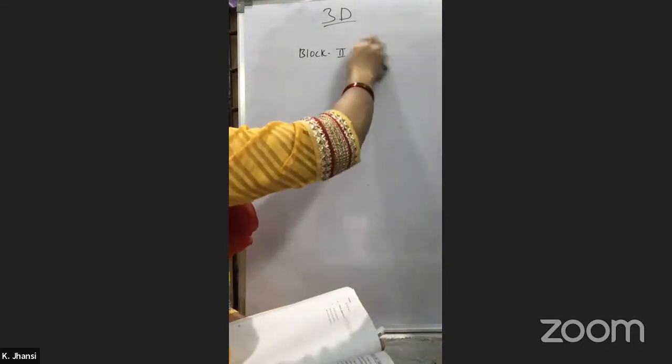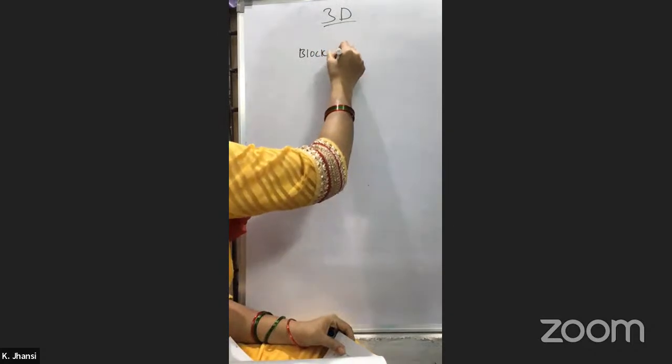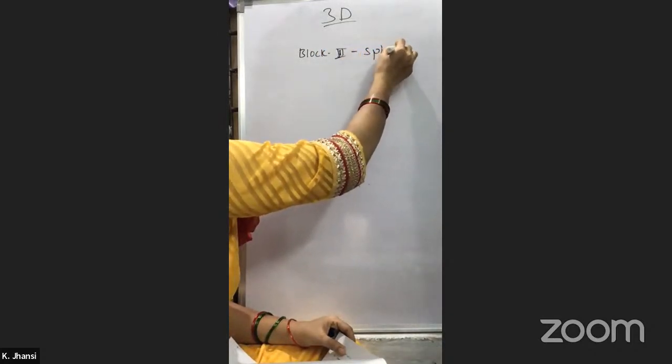So next we'll go to block 3. It is about the sphere. On sphere also, as in every block, you will get two 10 marks questions and two 5 marks questions.